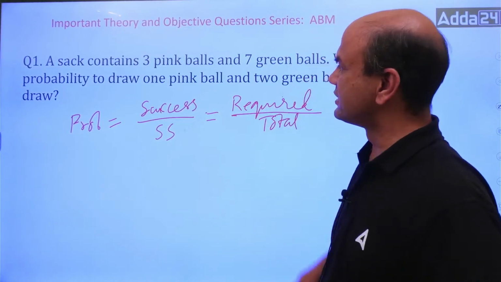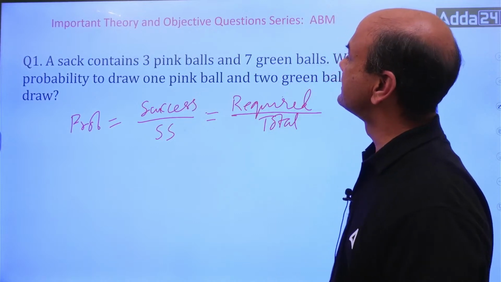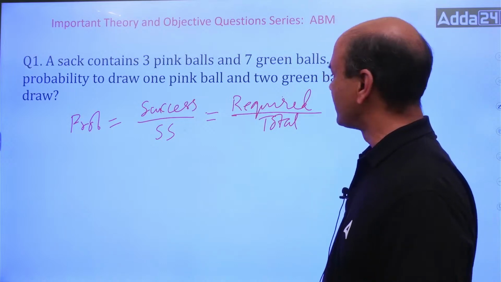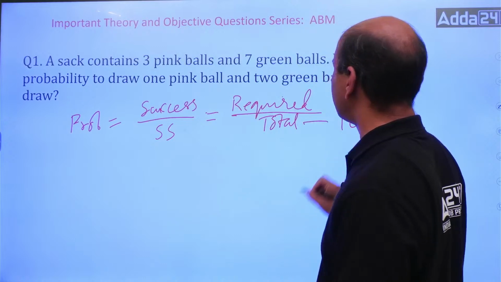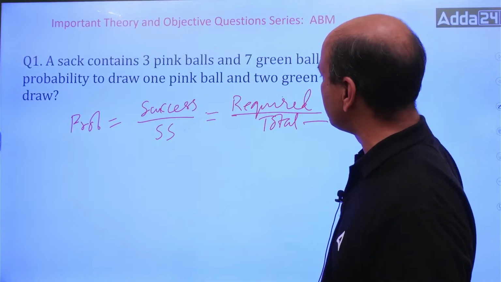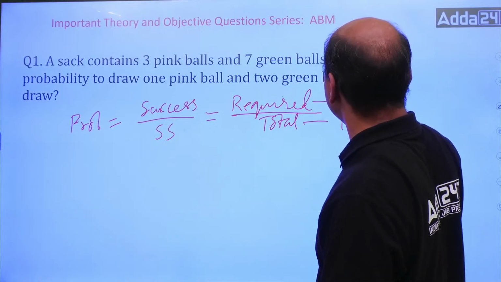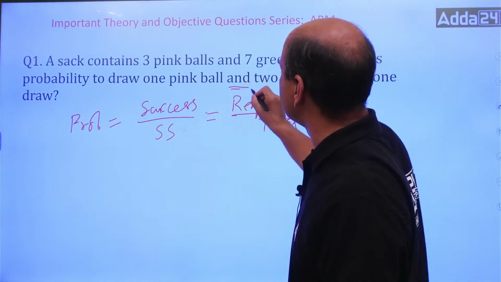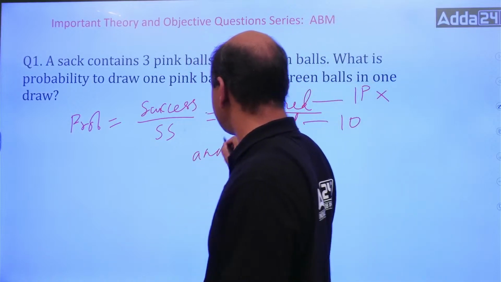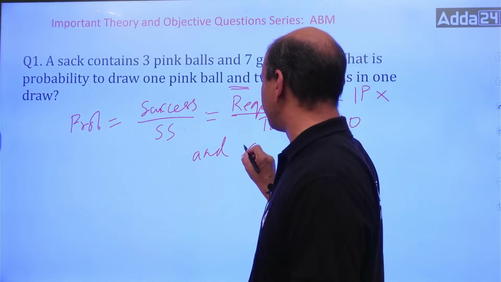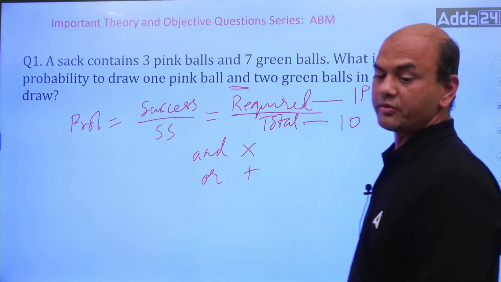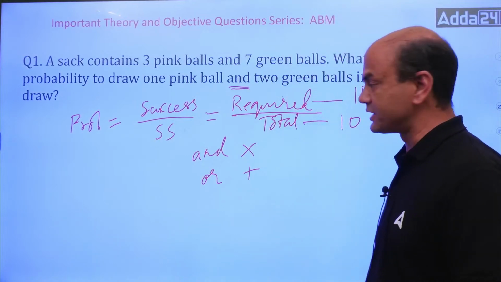So now in this case, a sack contains 3 pink and 7 green balls. So what is the total number of balls this sack is having? The total is 10, right? 3 plus 7. Now what do I require? The probability to draw 1 pink ball. And what does "and" mean? Always remember it's multiplication. Whenever you have "and", it's multiply. Whenever you have "or", it's plus.